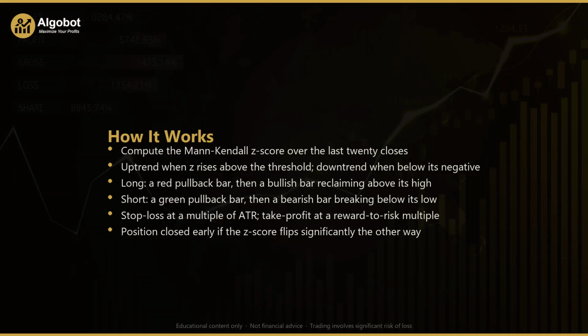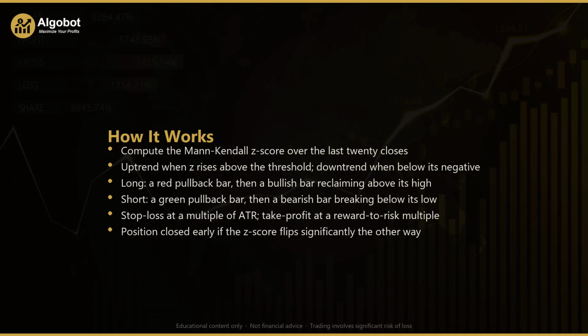Now for the entries. The strategy does not buy the moment a trend appears. Instead, within a confirmed uptrend, it waits for a shallow pullback. Specifically, it looks for the prior completed bar to be a red pullback bar, where the close is below the open, and then for the just completed bar to be a bullish reclaim that closes back above that pullback bar's high. When all three conditions line up, the strategy signals a long. The short side is a perfect mirror. Within a confirmed downtrend, it wants a green pullback bar, followed by a bearish bar that closes below that pullback bar's low.